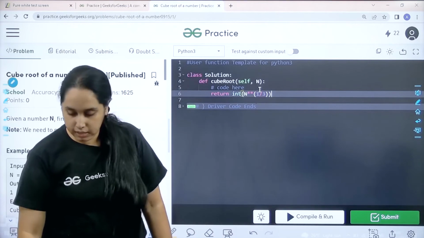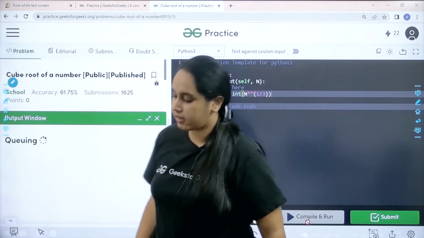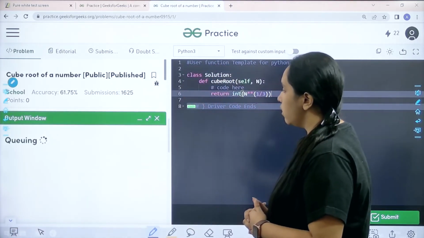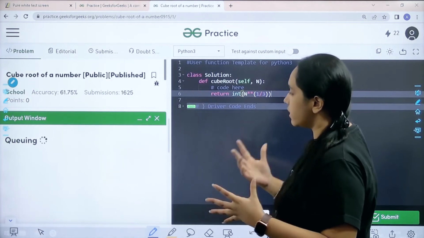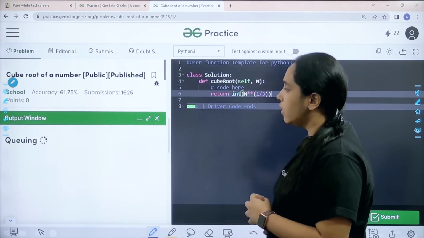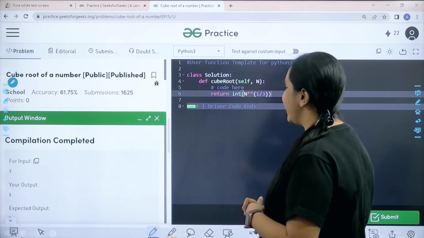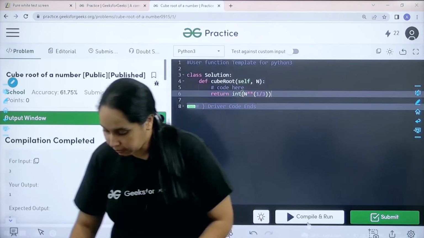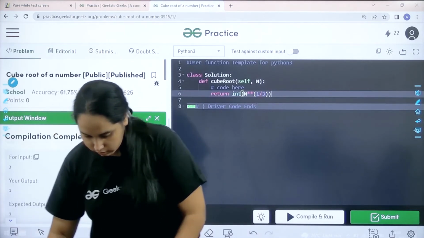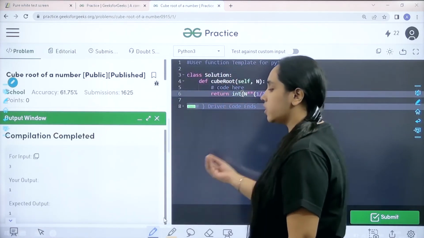So I will click on compile and run. Let's wait. It's taking some time, but we need to wait, right? Okay, it is ready for evaluation. The compilation is completed, and my output is matching with the expected output.